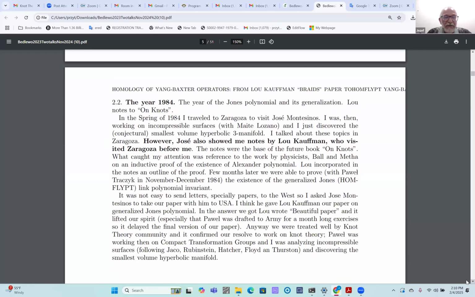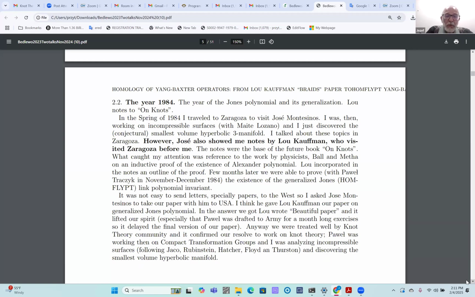So this is my interaction with Lou. I said that my first real interaction was when I saw these Lou Kauffman notes, the future book on knots, with Bolland's meta-inductive proof of the existence of the Alexander polynomial. So this is repeating.